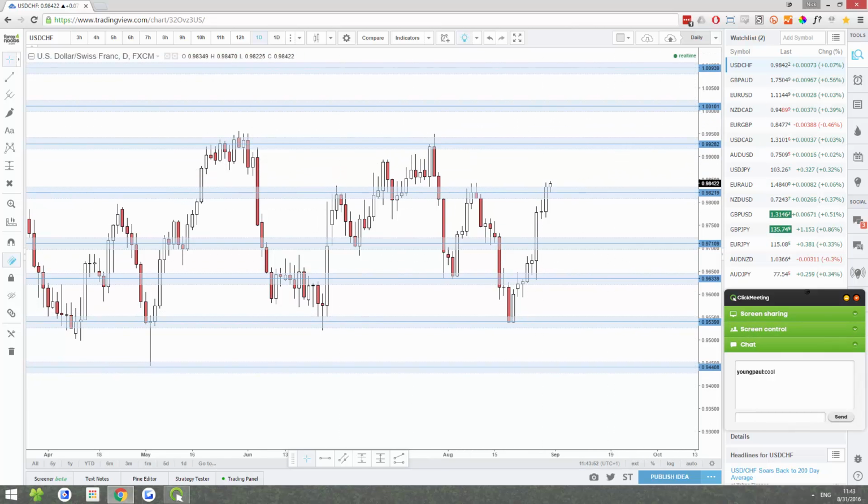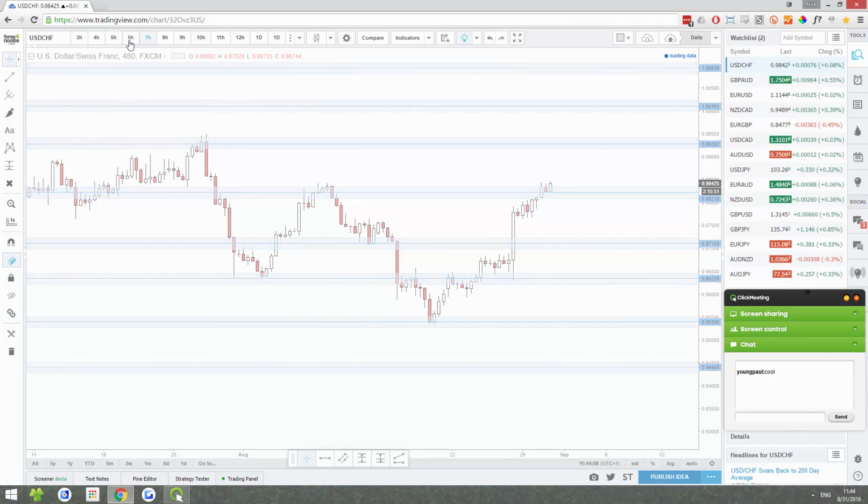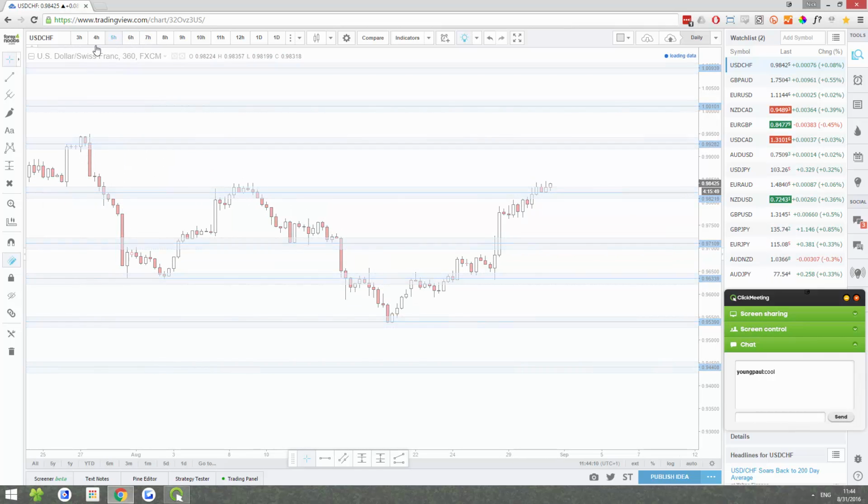So let's get started with today's analysis. Okay, so quickly on USDCHF, it looks like we're getting price stalling on a resistance area, a bit above the resistance area, but there is potential for a setup here. So let's check it out on other time frames. It's looking good on the other time frames actually.